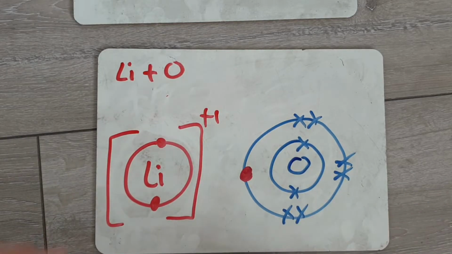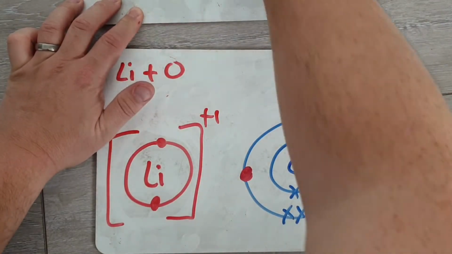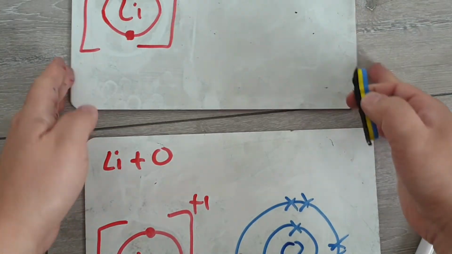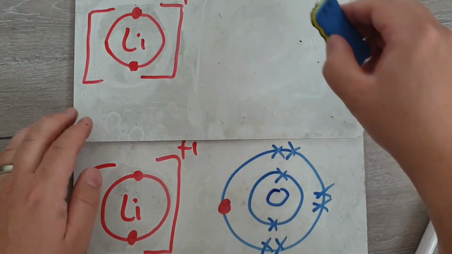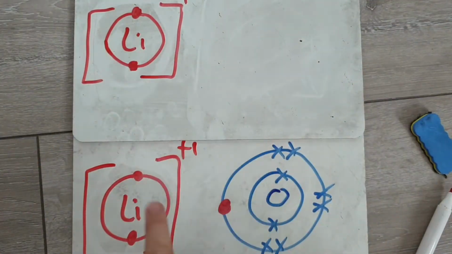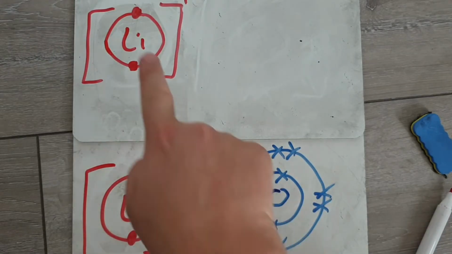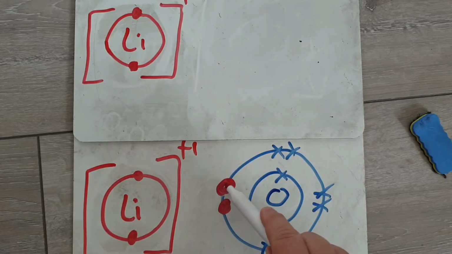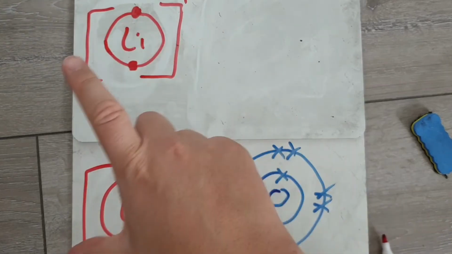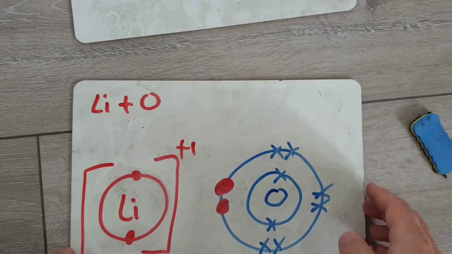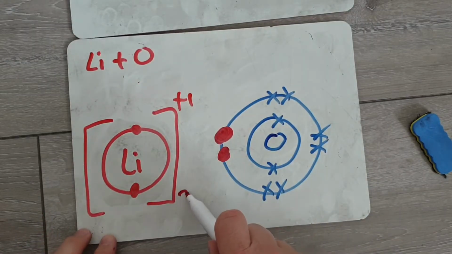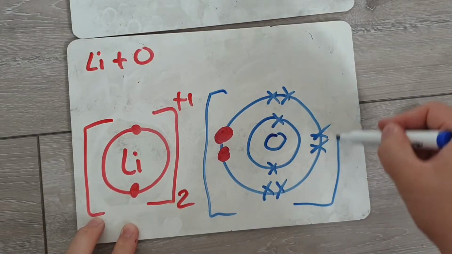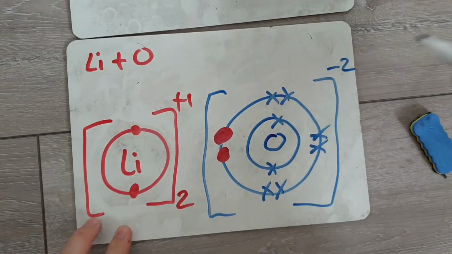So what we actually do is we need another lithium. So we have 2 lithiums. This one gives 1 to oxygen, and this one has given 1 to oxygen. But rather than going to the hassle of drawing out 2 lithiums, we just put a little 2 at the bottom to show that there's 2 of them. Now we can draw our square brackets around our oxygen and put minus 2.